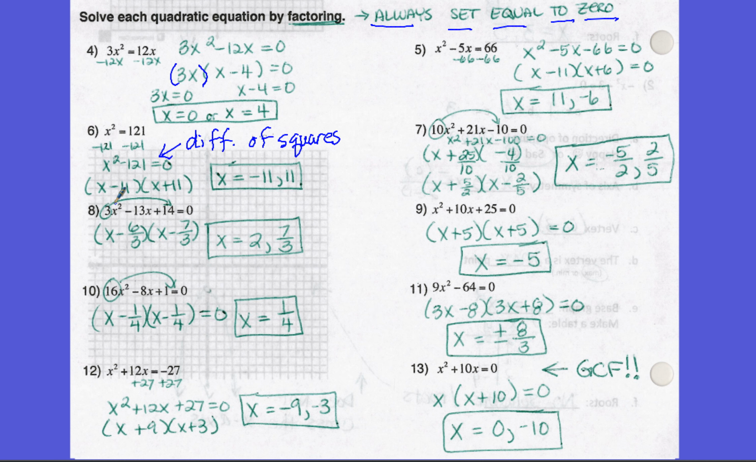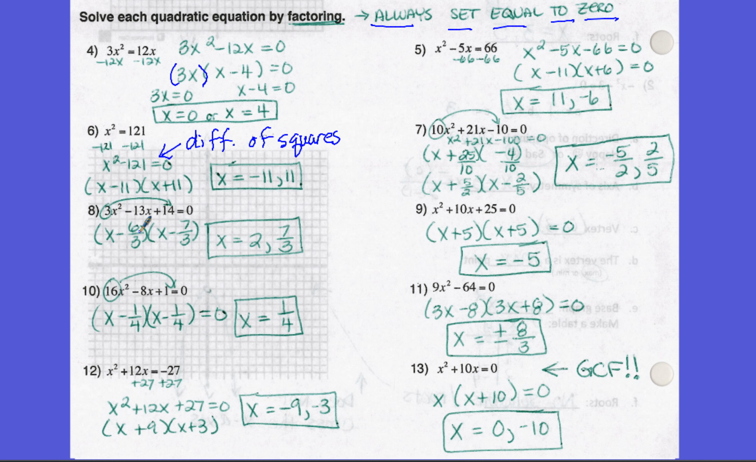8, same thing. Swing that 3 over. We're looking for factors of 42 that have a difference or that add to 13. That would be 6 and 7, and they both have to be negative because they multiply to a positive, add to a negative. Divide that 3 back out and simplify.